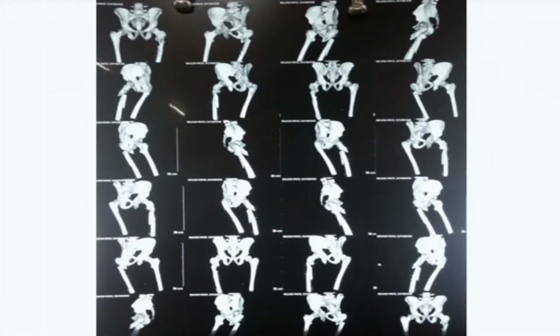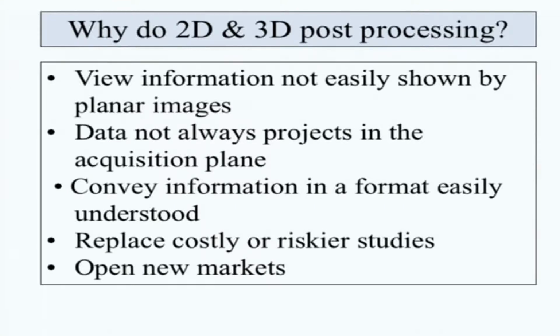But most of the time we get a picture like this, and the area of interest is hidden somewhere inside, and it's very difficult to assess these films and all these things. Though it is better than looking at an X-ray and a 2D CT scan, still something better can be done out of this. So that's why we do 3D and 2D processing. So we can view the information that is not usually shown by the planar images. That's what 3D processing does.